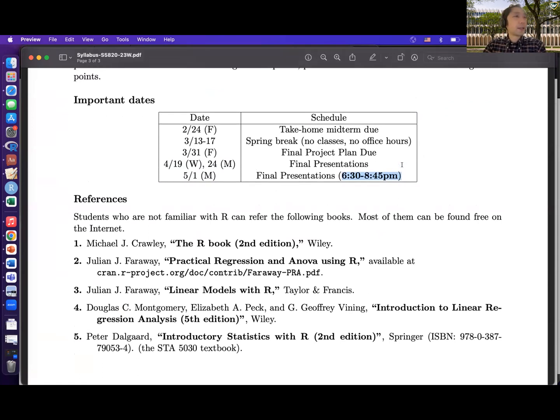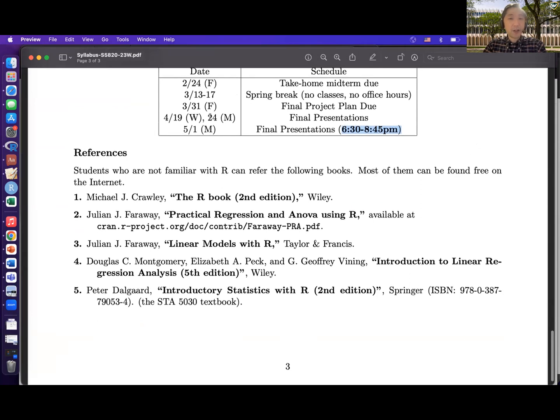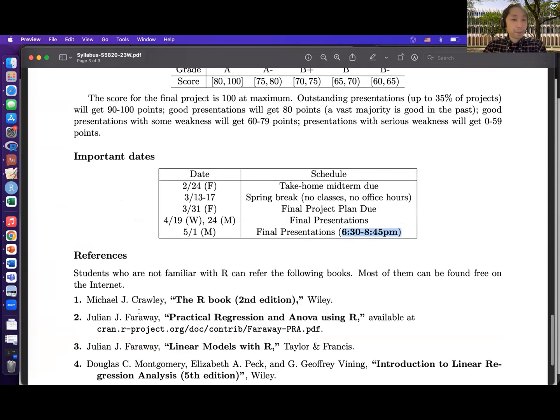Do you have any schedule conflicts after 7:45 on May 1st, Monday? I think 6:30 to 7:45 is the designated exam time, but I want to make sure, just for this day. Are you fine with that? Okay, great. Just make sure you are available on these dates.